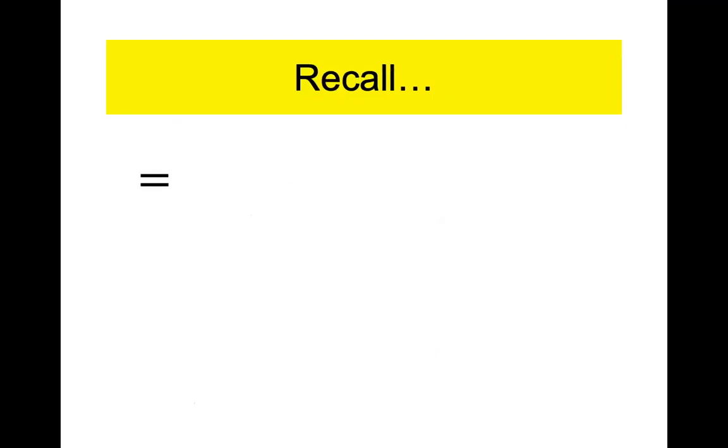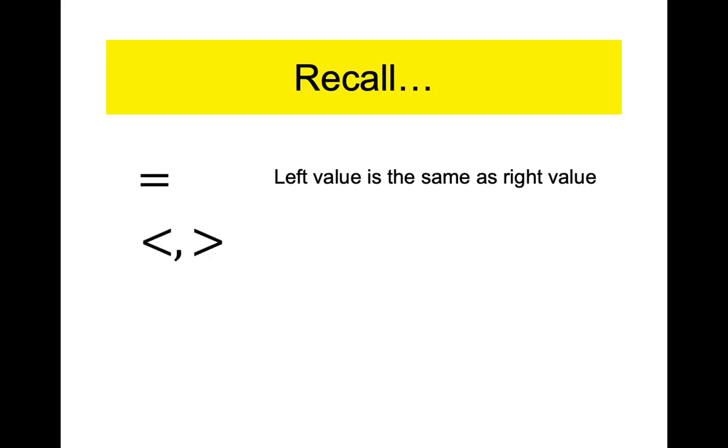Recall I started this by saying we have basically four symbols now that we use to compare a left side to a right side. So that symbol, the equality symbol, means that literally the value on the left of it is equal to the value on the right of it. Any of the inequalities don't mean that. They mean the opposite. They mean that the left side does not equal the right side.